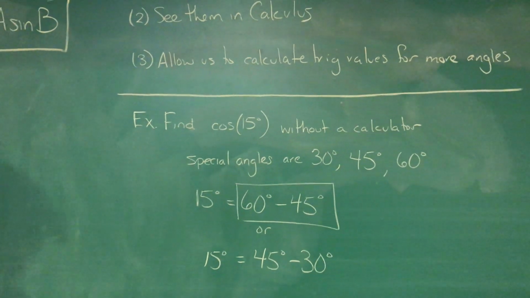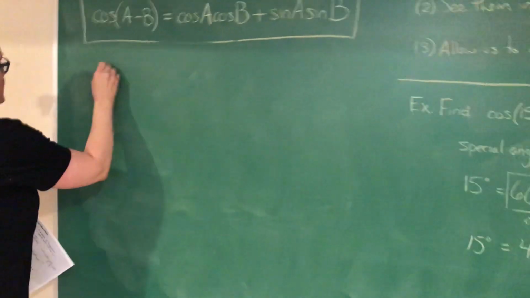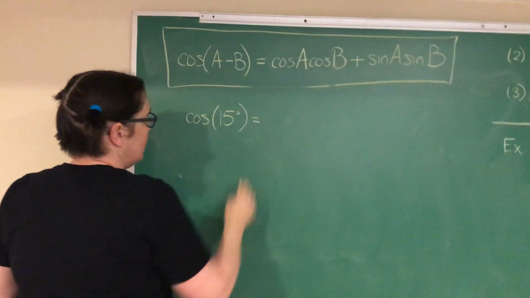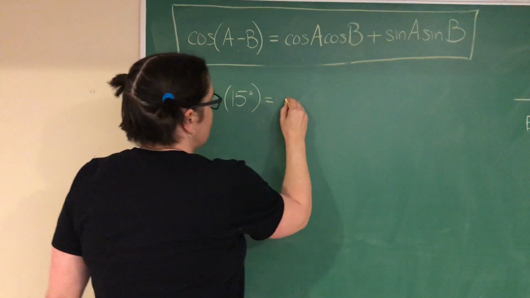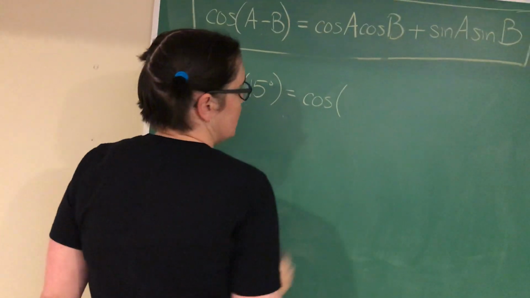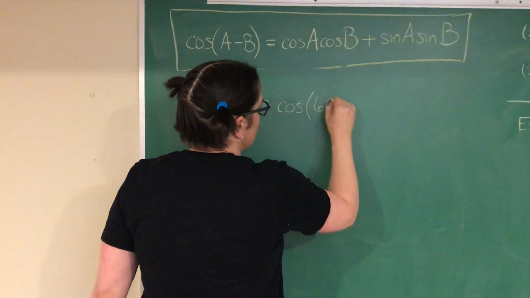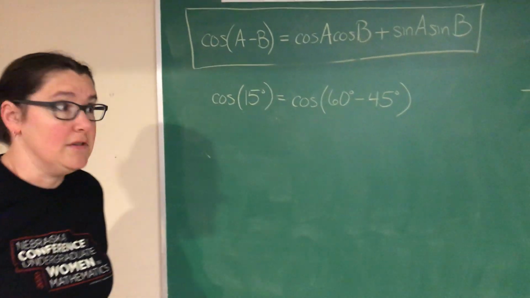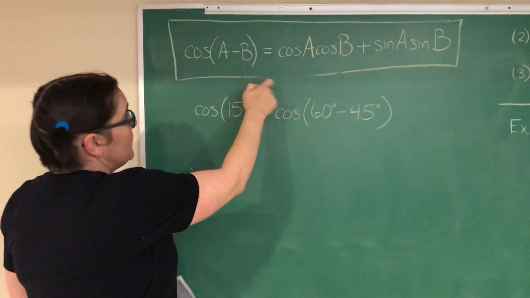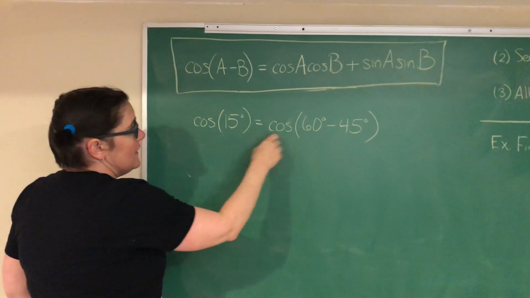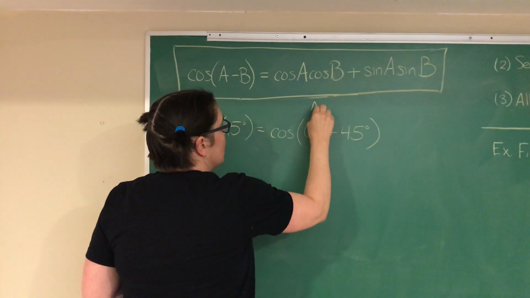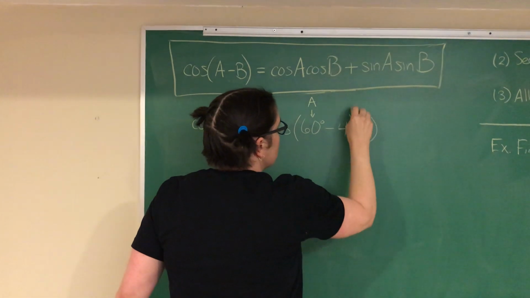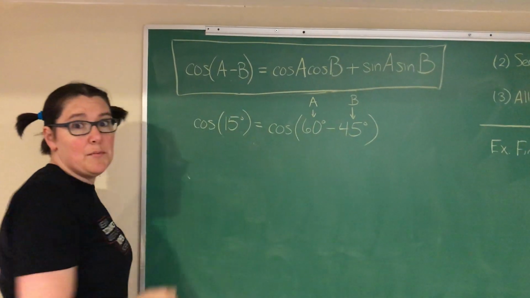Okay, so our goal is to calculate cosine of 15 degrees. And the way that I'm going to write that is, instead of 15 degrees, I'm going to write down cosine of 60 degrees minus 45 degrees. And so the way that we're going to be using this formula, which I've left up here on the board, is that our 60 degrees is playing the role of the A in the formula, and the 45 degrees is playing the role of the B in the formula.